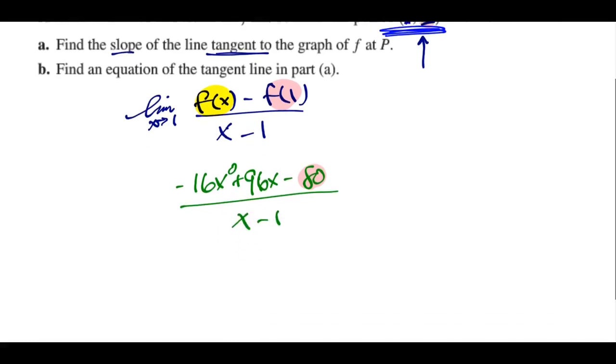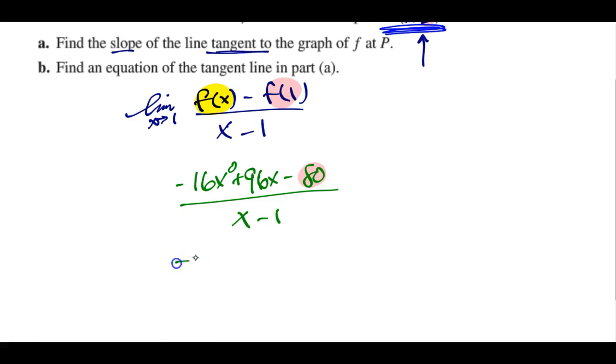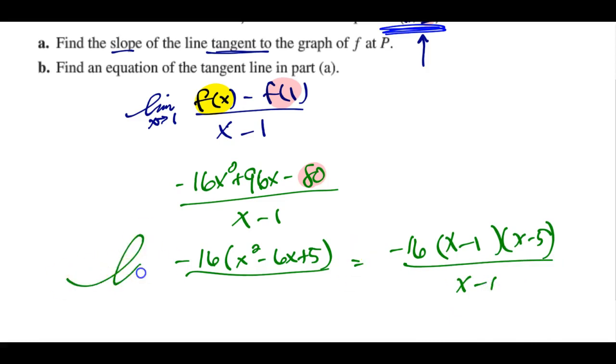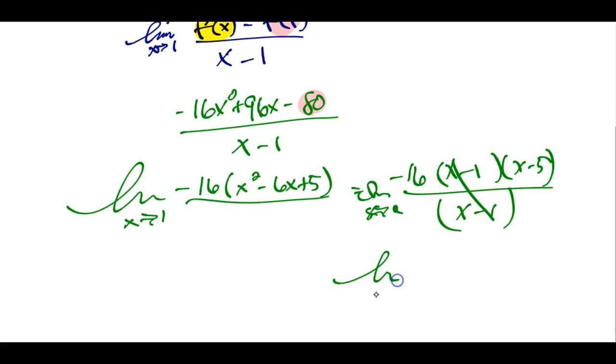So then I'll use some algebra skills and try to factor this thing. I think the greatest common factor is 16, leaving you with x squared minus 6x plus 5, which factors some more. Negative 16 times the quantity x minus 1, x minus 5, over x minus 1. Remember, you got the limit out there. You should drag that along every time. But when I cancel this out, then you can see I'm really just going to evaluate the limit as x approaches 1 for negative 16 times x minus 5.